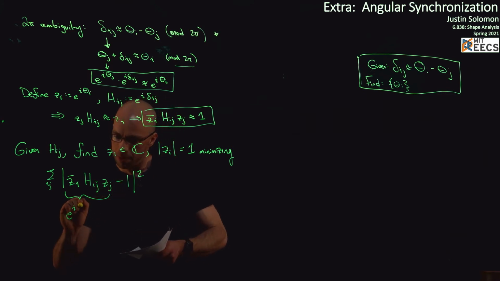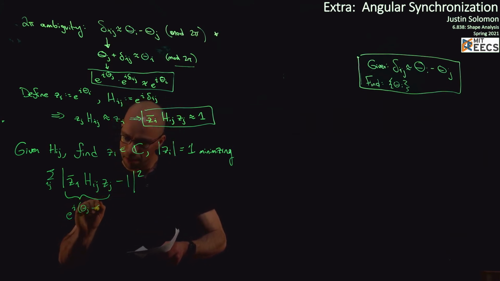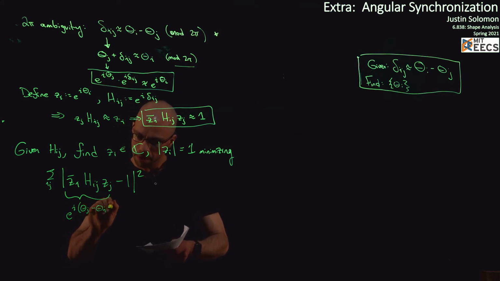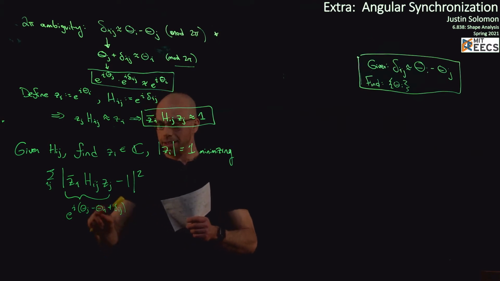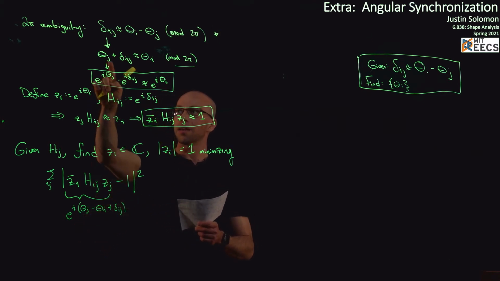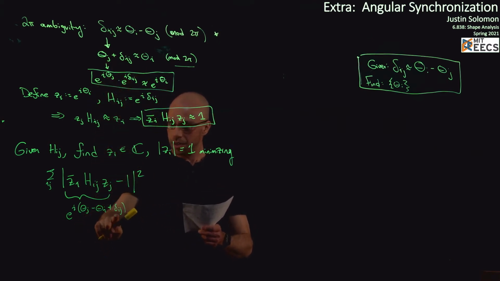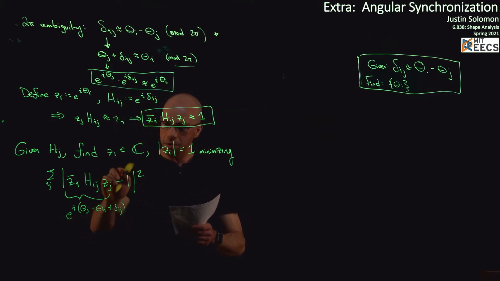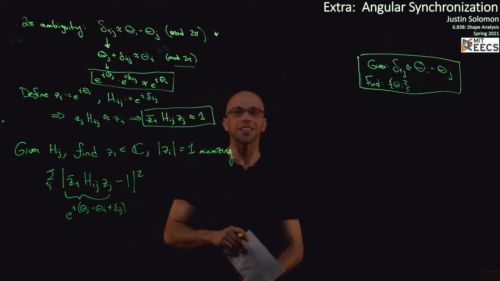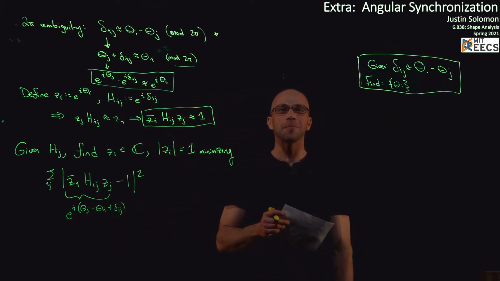So I guess this would be like theta j minus theta i plus delta ij. And notice that theta j plus delta ij minus theta i should be roughly 0, and e to the 0 should be approximately equal to 1. So we've actually managed to write an expression here that makes sense.